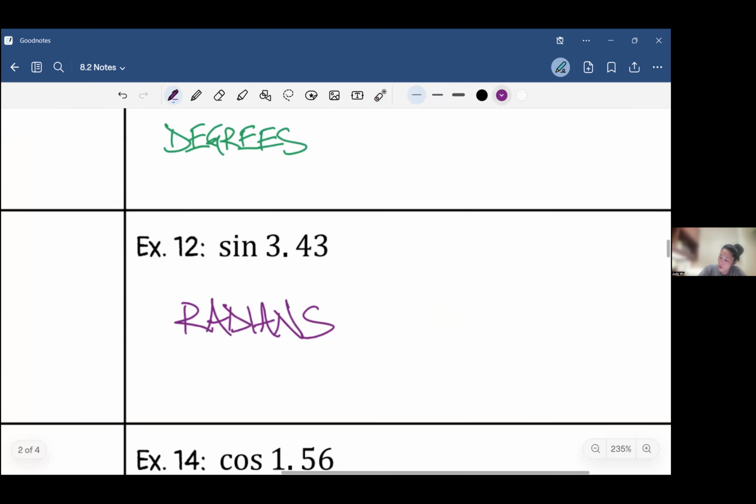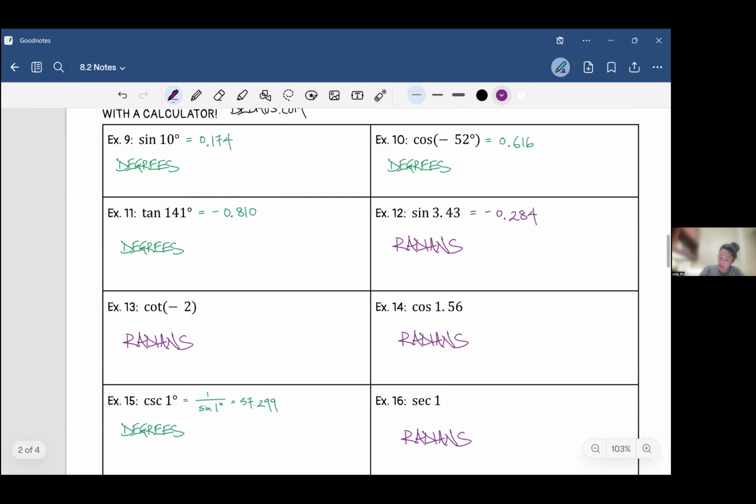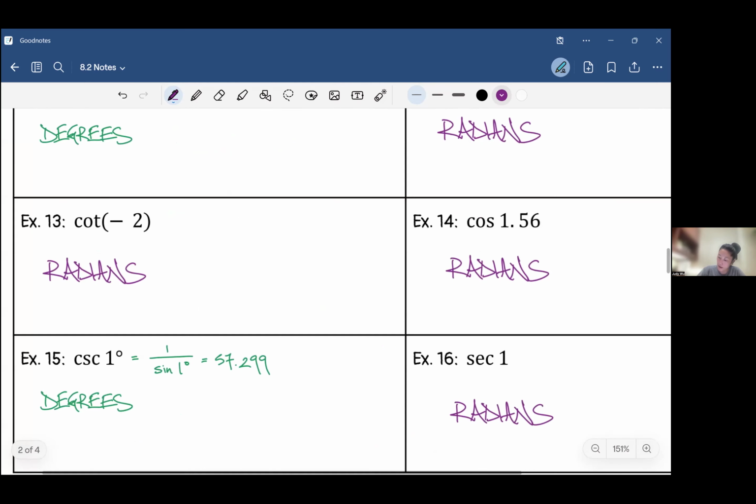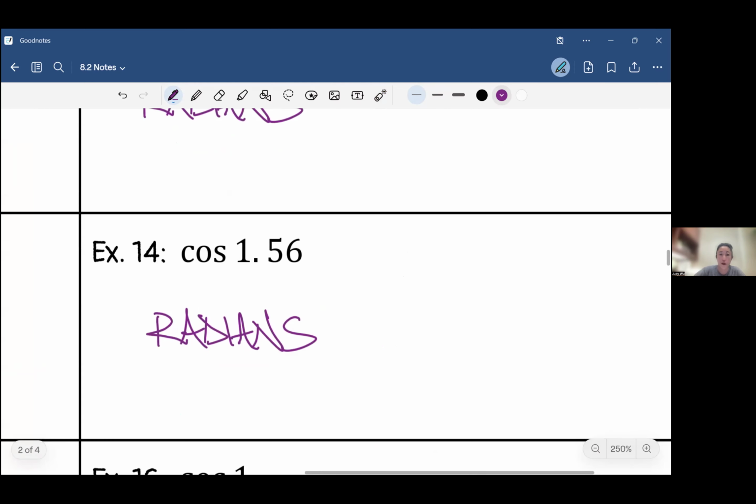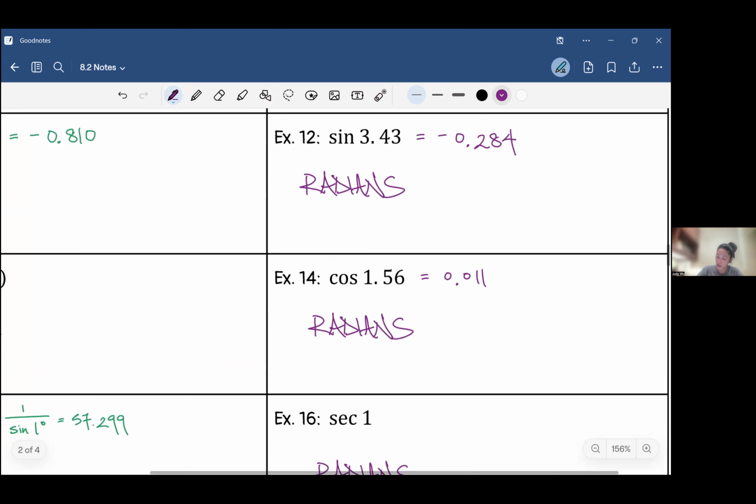But once you've changed the mode, you basically do the same thing. You type in sine 3.43. I think you get negative 0.284. Okay. All right. Let's go actually to number 14 for a moment. Cosine of 1.56. All right, I'm going to type that in and I get 0.011. All fine and good.